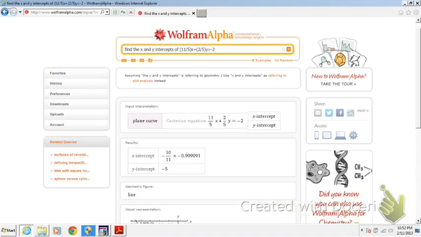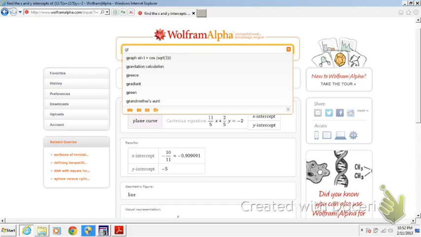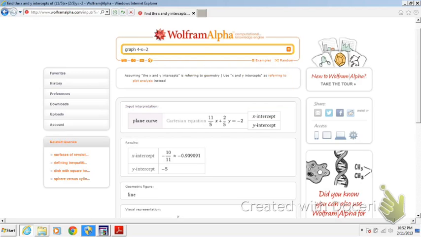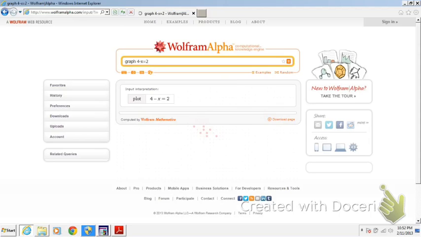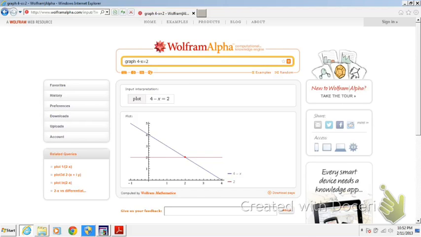Well, actually, I was thinking to spice this up a little bit. Once you discover Wolfram Alpha, it kind of becomes your new best friend. So just for grins and giggles, let's tell Wolfram Alpha to graph 4 minus x equals 2 and see what it says. It's a nice little toy. Hit enter. So it's thinking. Notice it likes the command plot.